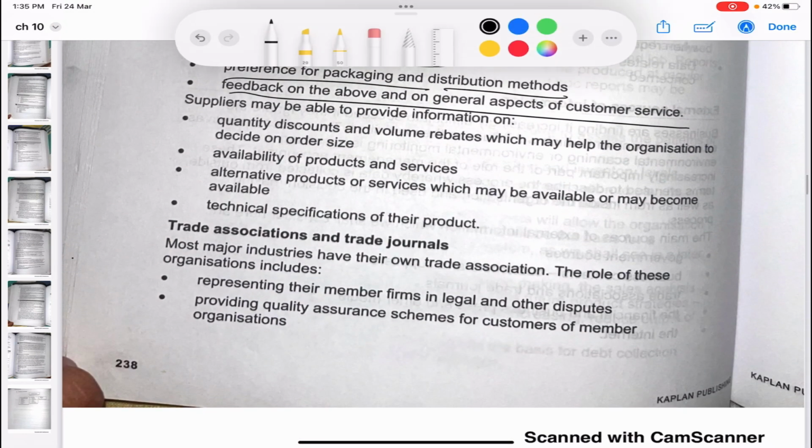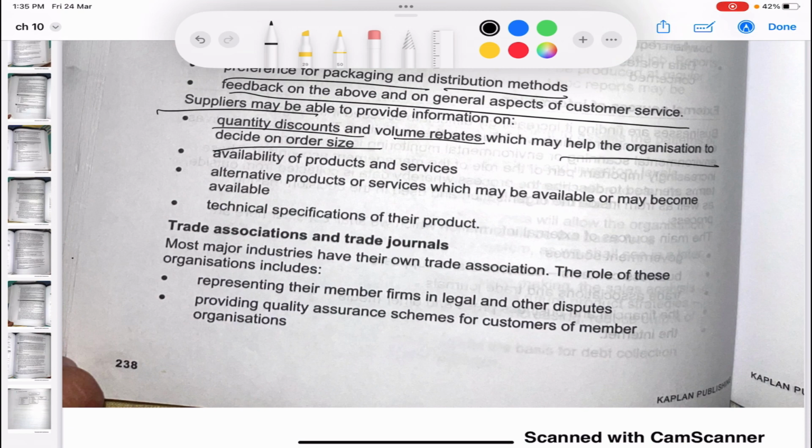Now we have supplier. So, what information can a supplier provide to us? A supplier is someone with whom we are dealing in goods, right? They are giving us goods and then we are reselling the goods. Quantity discounts and volume rebates which may help the organization. So these are things like the rebates or the discounts. You remember what we learned about trade discount, bulk discount, right? So that information will always be provided by the supplier, right? Using which you can make certain decisions.